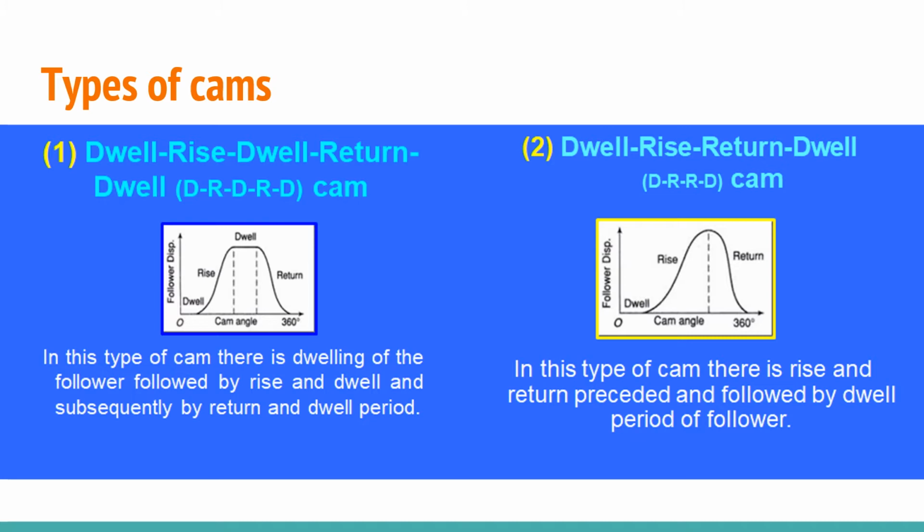In the next case, called dwell, rise, return, dwell, one of the dwells is not considered here. Initially it is part of the dwell, then the rise happens for part of the rotation. After immediately reaching the maximum displacement, it will return back to the dwell position for the remaining rotation.